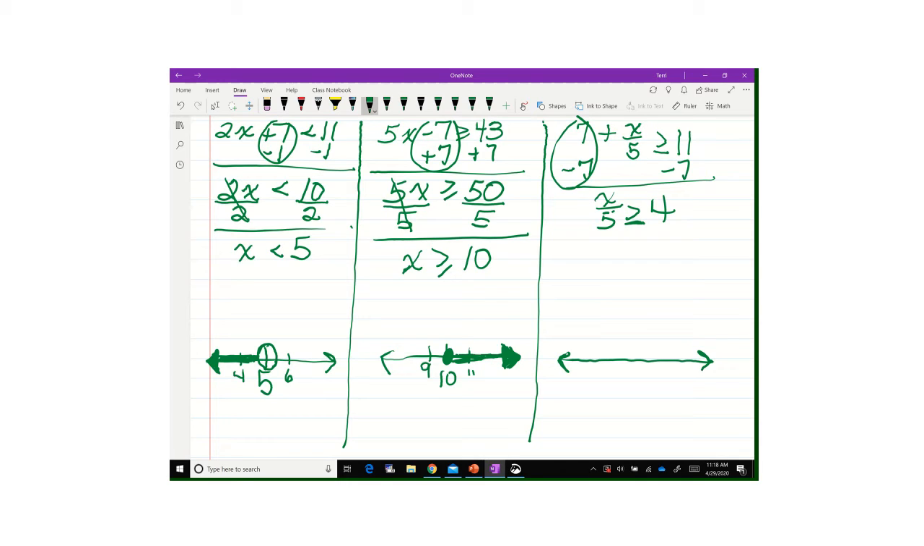Now this is a division problem. To undo division, we have to multiply. So I'm going to put my parentheses on both sides. I always multiply by my coefficient, or excuse me, my denominator. So my denominator is 5.